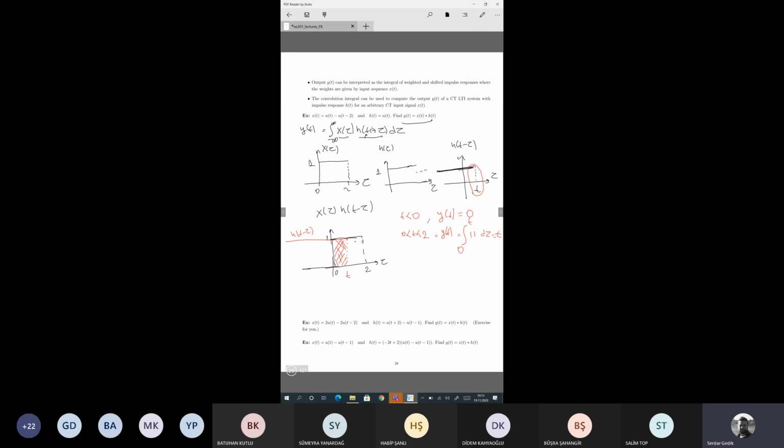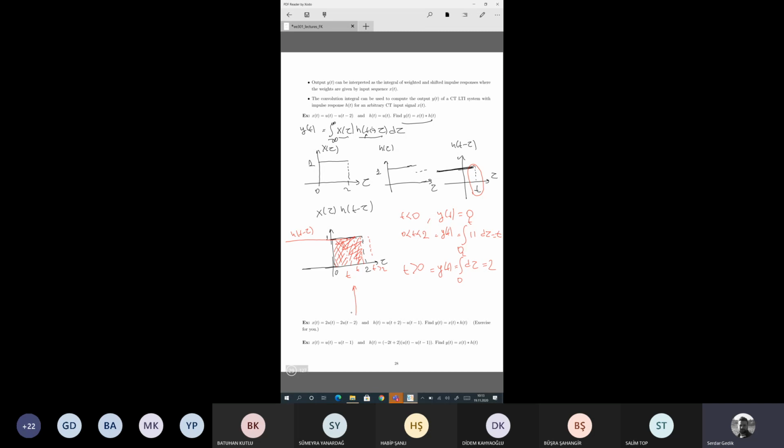Okay, so if I increase t, you see that the area under this multiplication is increasing. So if t is larger than 2, then of course I have this full area here. So y of t is simply the integral from 0 to 2 of d tau, which is equal to 2.